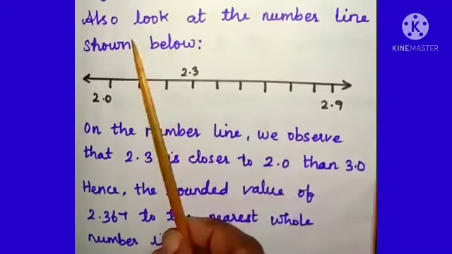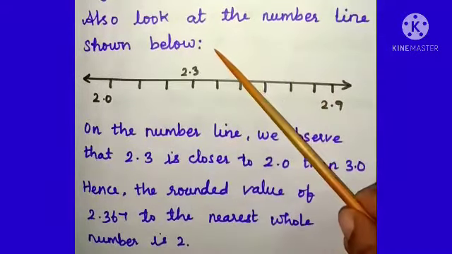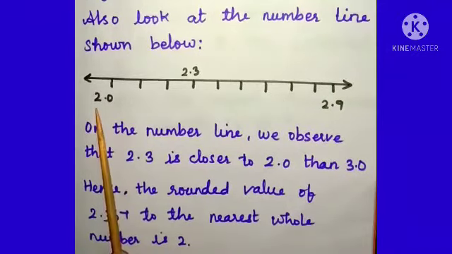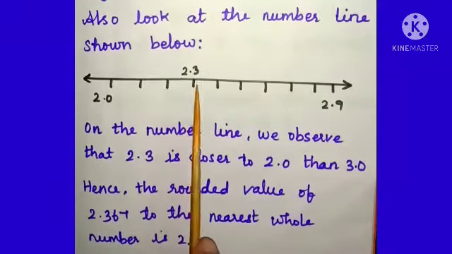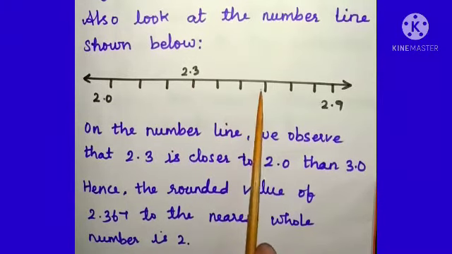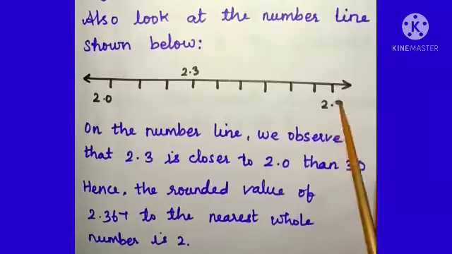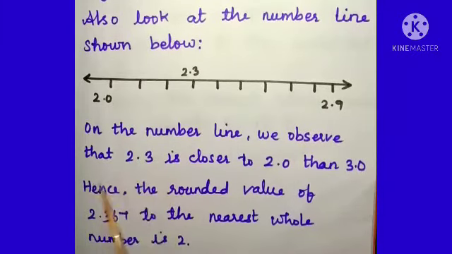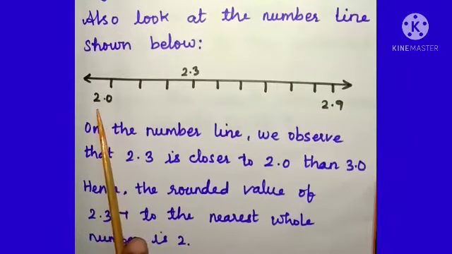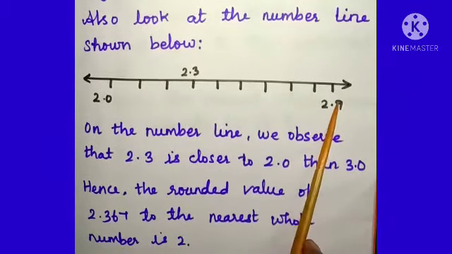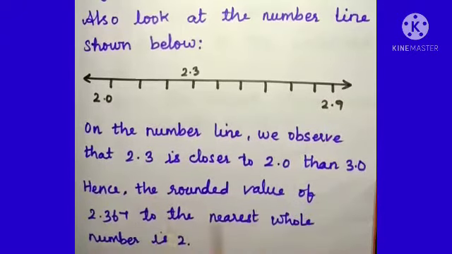Okay, and also look at the number line shown below. Here 2.0, 2.1, 2.2, 2.3, 2.4, 2.5, 2.6, 2.7, 2.8, 2.9. After the decimal number 2.9, here we have 3. So, on the number line, we observe that 2.3 is closer to 2.0 than 3.0, isn't it? Yes. Hence, the rounded value of 2.367 to the nearest whole number is 2.